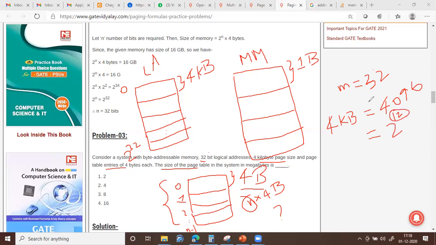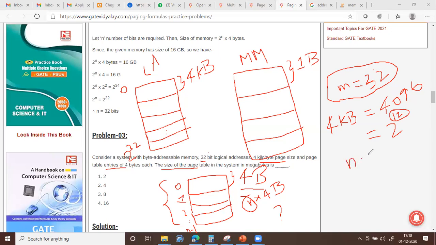If you connect with our theory where we initially discussed the concept of page table, this is n. So m represents the number of bits used to address the logical memory, and n represents the number of bits used to address a particular page. Each page can be addressed using 12 bits.